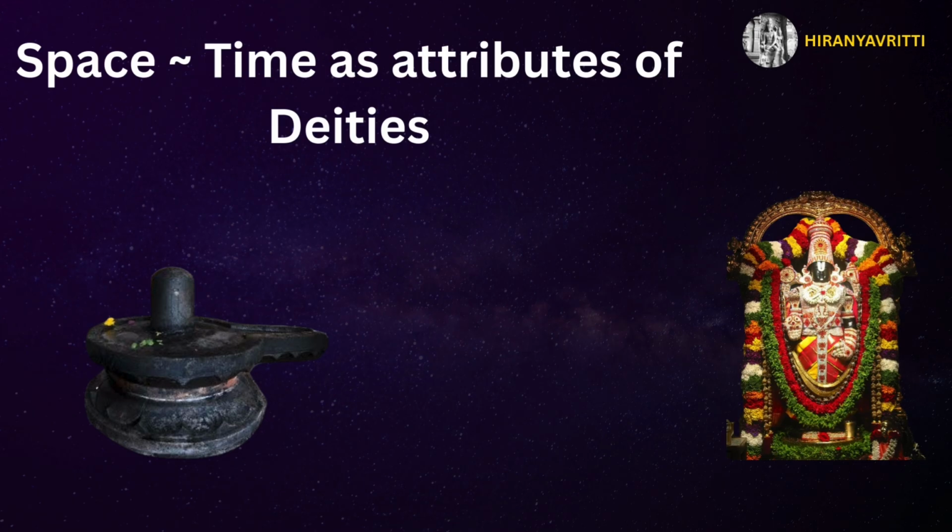In Hinduism, space and time are seen as attributes or manifestations of the Saguna Brahman. Shiva is often associated with time, also known as Kala in Sanskrit, as the one beyond time, symbolized in his name Mahakala. Vishnu, on the other hand, is linked to space, also known as Akasha in Sanskrit, as the all-pervading preserver who sustains the cosmos. The very Sanskrit root of Vishnu means to pervade, showing that all of space is his presence.